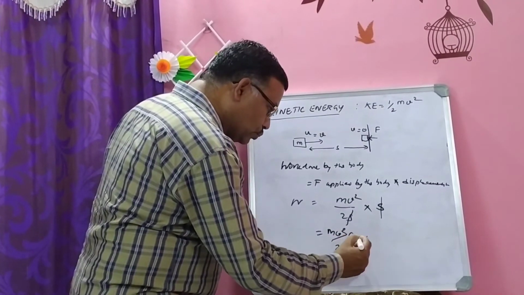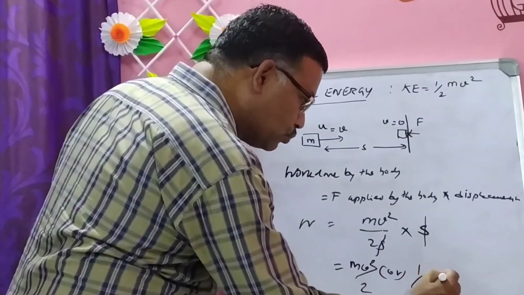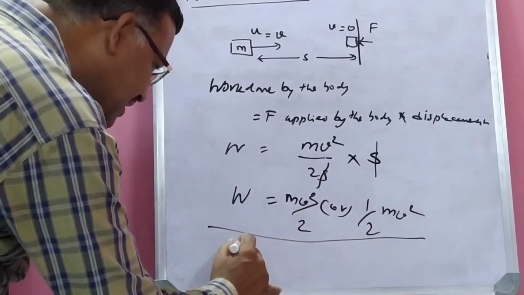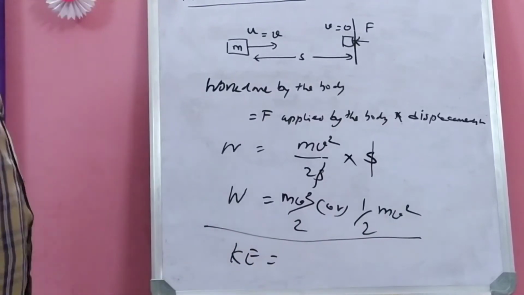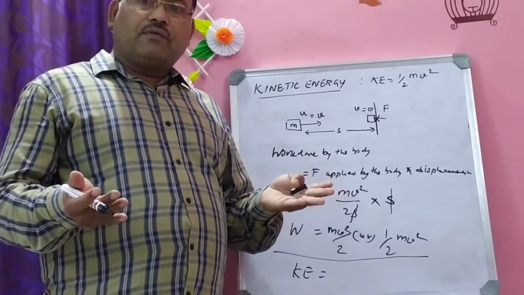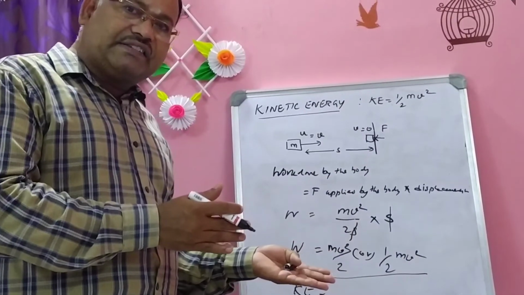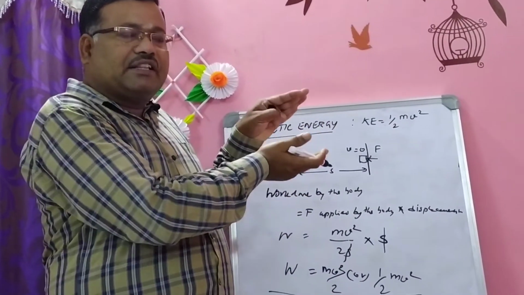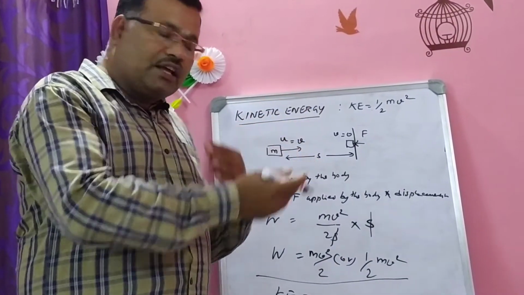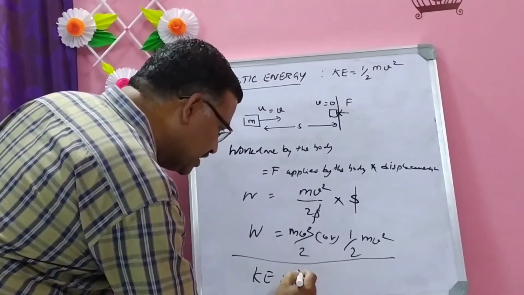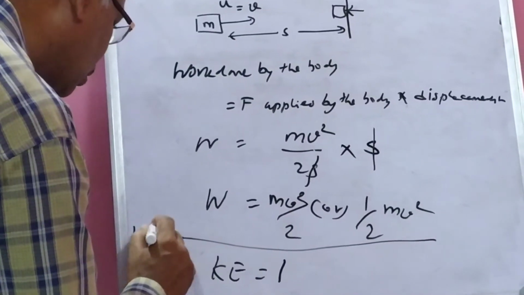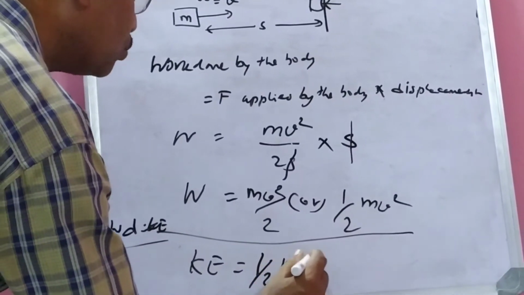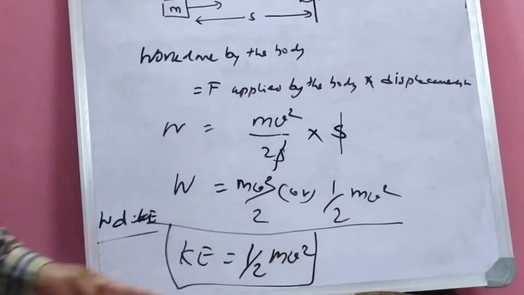This mv square by 2 can also be written as half mv square. So work done is equal to half mv square. Why are we writing kinetic energy is equal to half mv square? Because the body is under motion. When the body is under motion, the work done is equal to kinetic energy. When it is at rest, the work done is kept in the body as potential energy. So since work done is equal to kinetic energy, we can write kinetic energy is equal to half mv square.